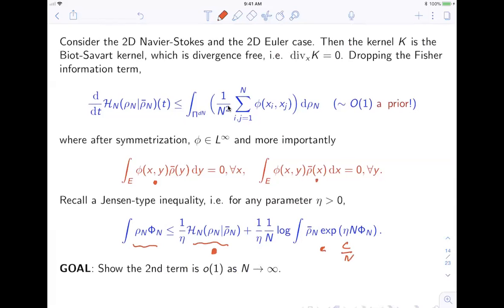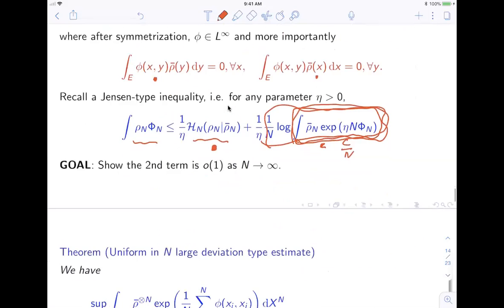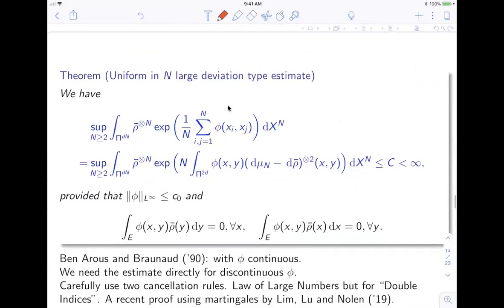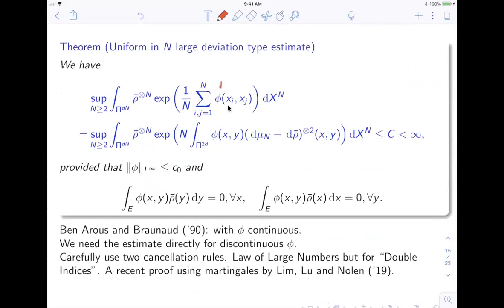To control this, actually this is a rate function of a certain large deviation function. But for our case, we just show this is bounded. This part is bounded. This is the main estimate. For our choice of phi, because phi has two cancellations, we can write this summation as the following term.